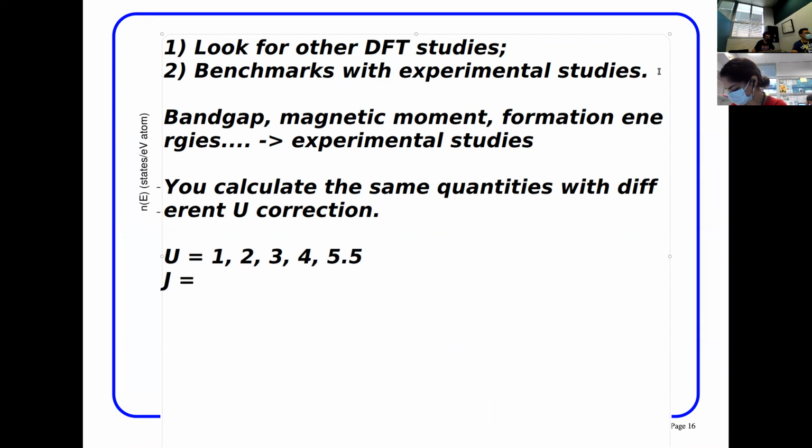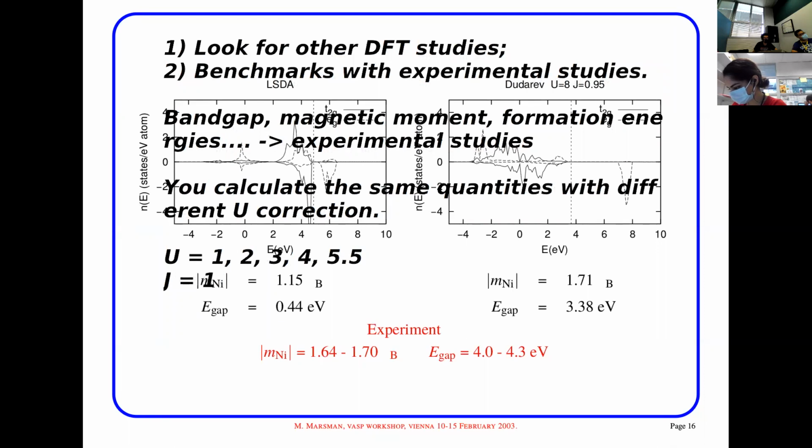And usually J instead is equal to 1. You keep it equal to 1, okay? And then if you do that, you can get a graph where you have the U on the x-axis and the band gap on the y-axis, and you will get something like that, probably a linear correlation.